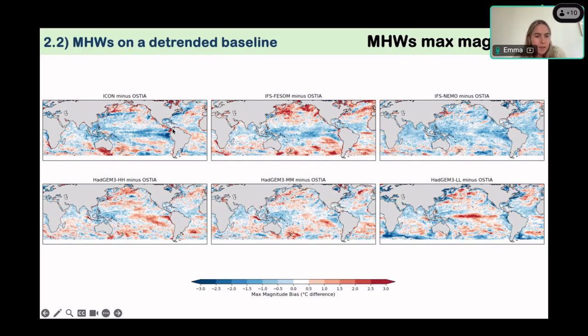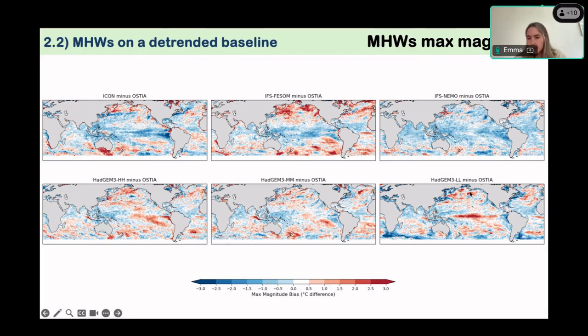What we see for ICON is that we have a very cold bias in the ENSO region and some hotspots in other places. IFS FASM also have a general cold bias in the equatorial Pacific, but we also see very strong warm biases at higher latitudes. IFS NEMO in general has a spread out colder bias, and the HEDGEMS models have, I'd say, less structured biases. So we see some hotspots in red and in cold.